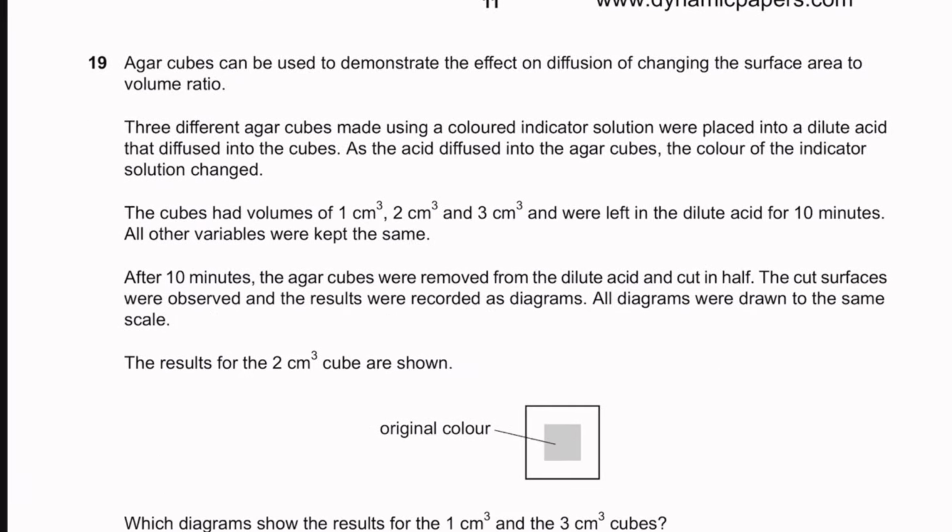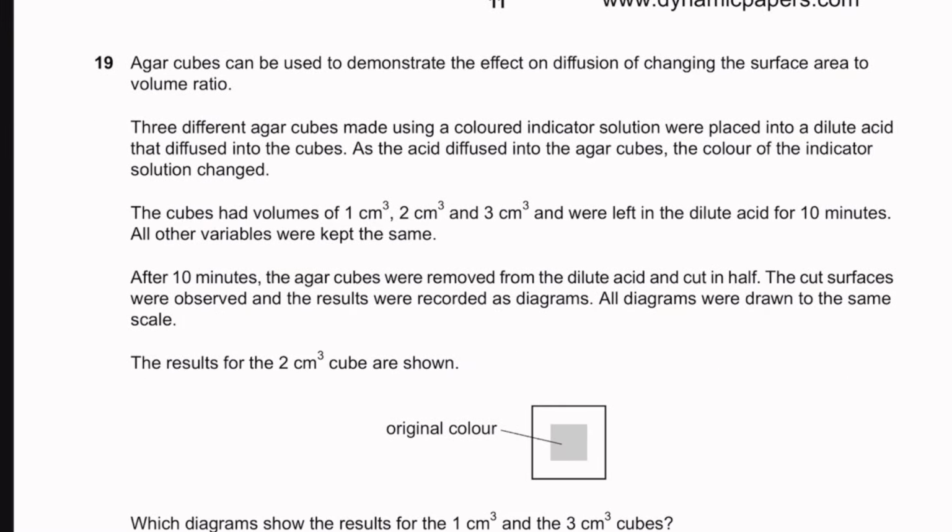Okay, 19. Agar cubes can be used to demonstrate the effect on diffusion of changing the surface area to volume ratio. So 3 different agar cubes were made using a colored indicator solution and were placed into dilute acid that diffused into these cubes. As the acid diffused into the agar cubes, the color of the indicator solution actually changed. The cubes had volumes of 1, 2, and 3 centimeters cubed respectively and were left in the acid for 10 minutes. All other variables were kept the same.